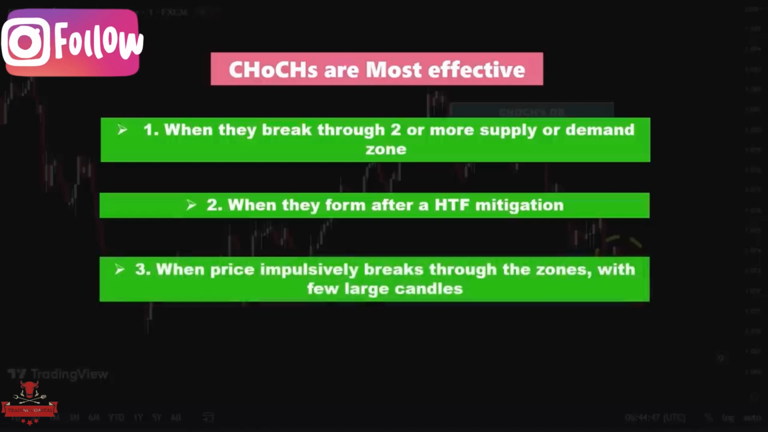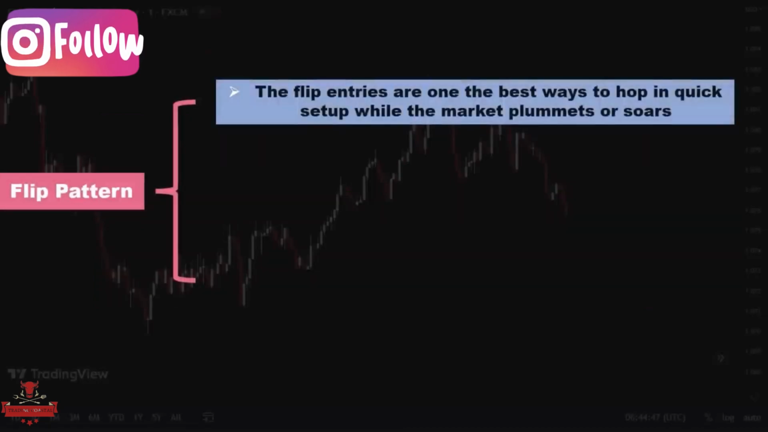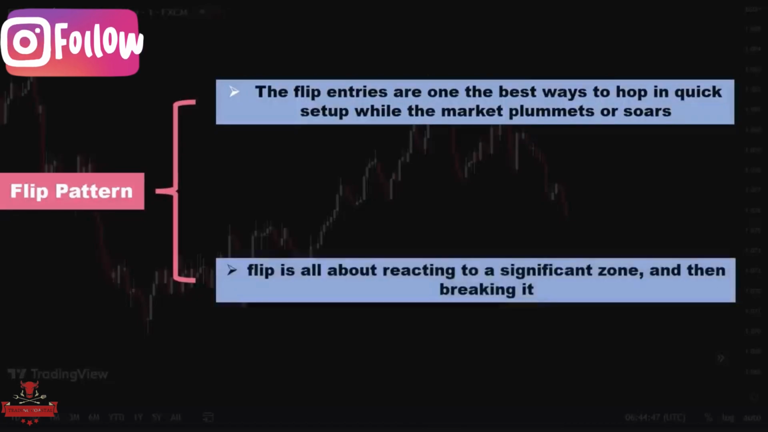So let's dive into the details of the flip entry setup, which is the second part of the SMC reversal entries. Flip entries are one of the best ways to hop in on a quick setup while the market plummets or soars, and a flip is all about reacting to a significant zone and then breaking it. Now let's see how we can identify a flip.